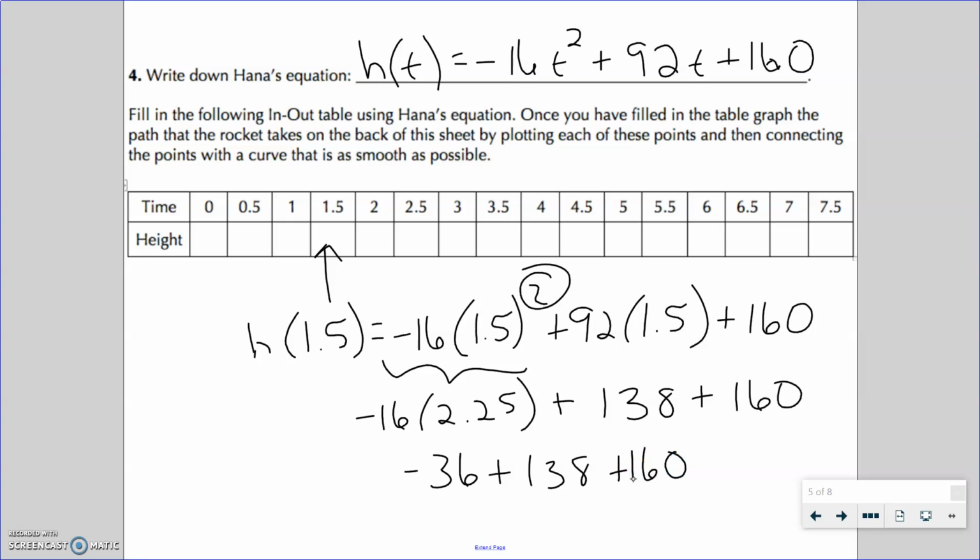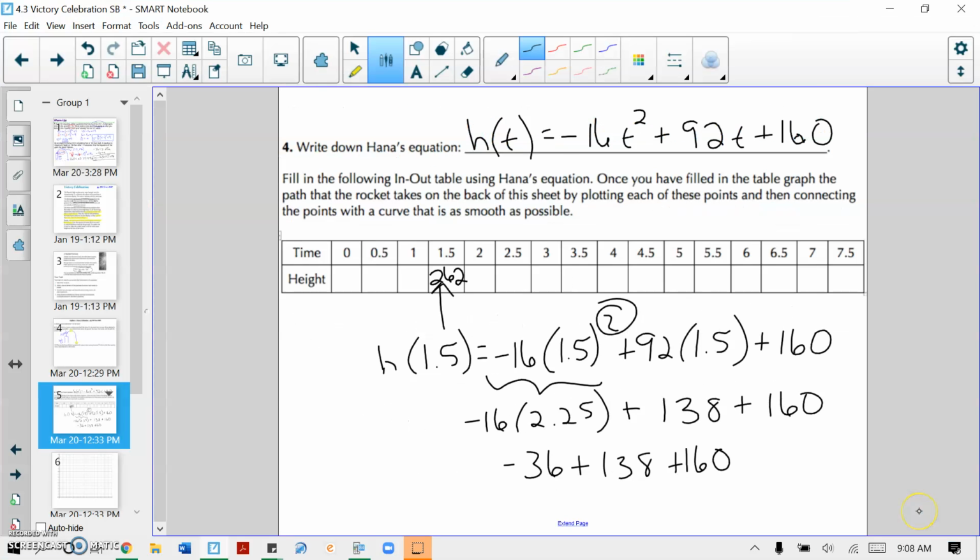And then I can add those numbers together and I get 262. So after 1.5 seconds, the fireworks are 262 feet in the air. If you have a graphing calculator, there is another option as well.